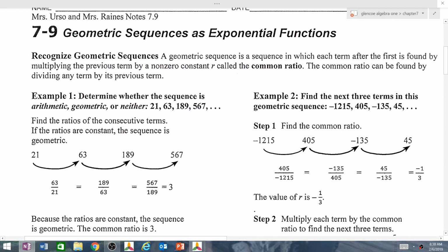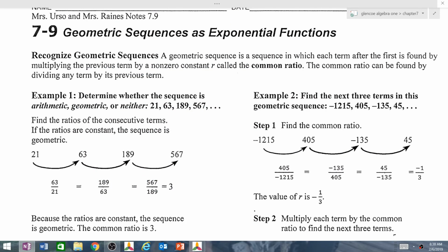Today we are going to study lesson 7.9, geometric sequences as exponential functions. The first thing we need to remember is, let's take a walk back to first semester when we talked about an arithmetic sequence. An arithmetic sequence is a sequence in which we are adding or subtracting the same number to each term. So something like 1, 2, 3, 4 is an arithmetic sequence, and I know you can all find the next three terms. It would be 5, 6, and 7.